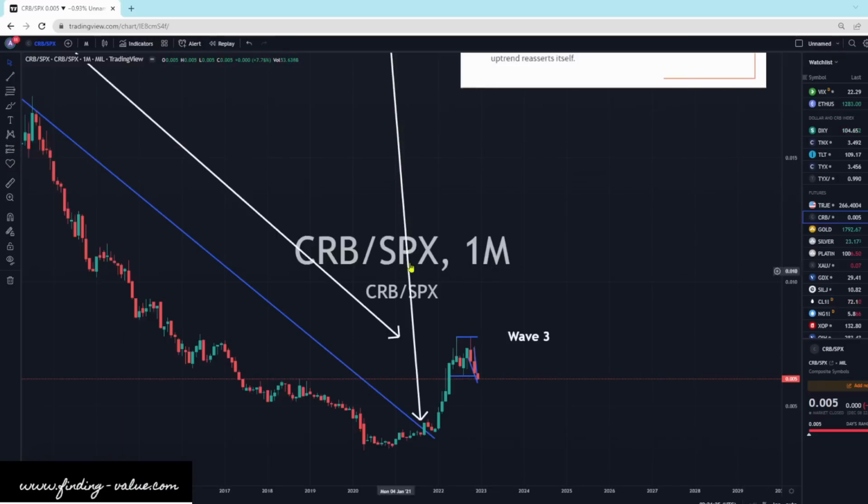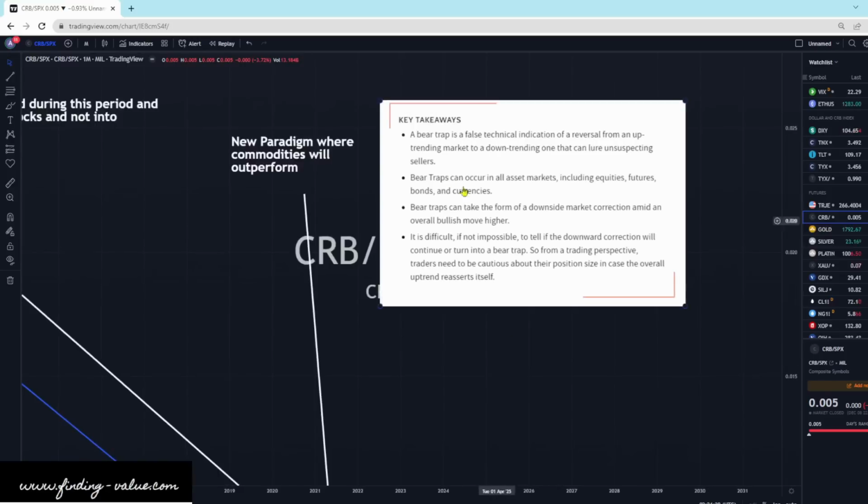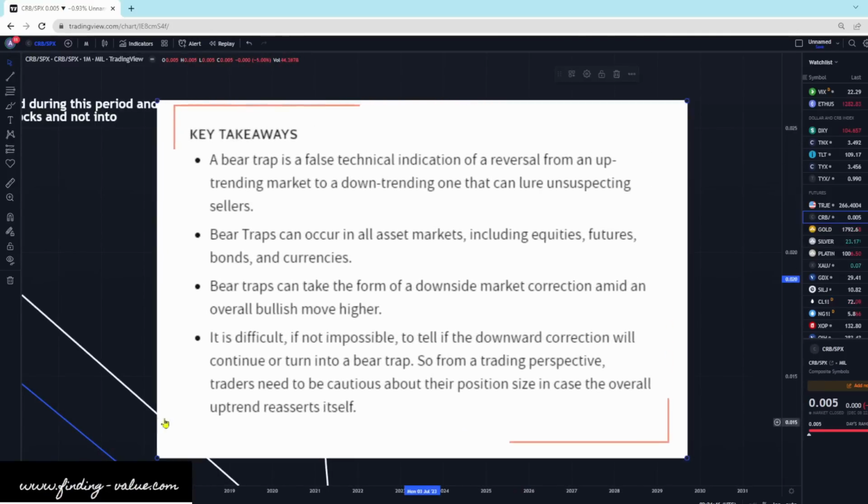So what I have here is the CRB to S&P 500. At first, I'm going to just go over what a bear trap is real quick so you guys understand. So let me blow this up real quick so everybody can read it. It says, a bear trap is a false technical indication of a reversal from an uptrending market to a downtrending one that can lure unsuspecting sellers. Bear traps can occur in all asset markets, including equities, futures, bonds, and currencies.